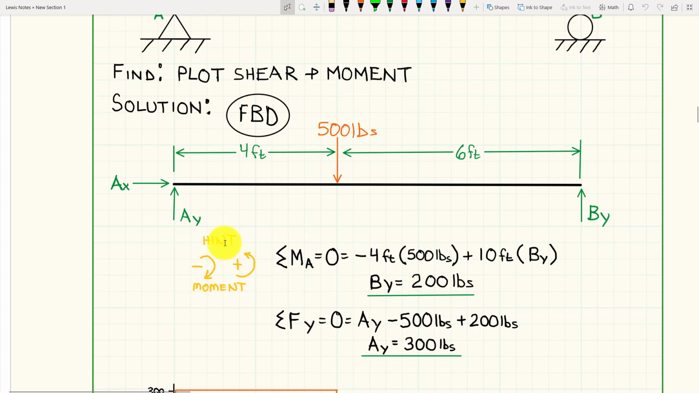Now, I put a little hint here because you guys need to show your math with your units and everything. If I sum the moments about A, it's going to be equal to 0. And so when I do this, I need to say, okay, I have at 4 feet 500 pounds, and that is going clockwise about A. And I just put this as a hint. Remember, that is a negative moment.